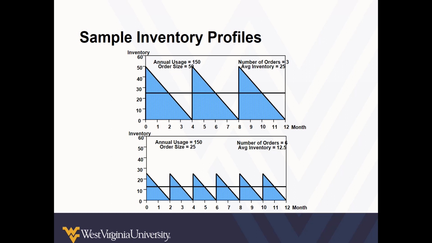Thus, the first ordering strategy results in fewer purchase orders and lower ordering costs, but higher inventory levels and higher carrying costs. Conversely, the second ordering strategy results in more purchase orders and higher ordering costs, but lower levels of inventory and lower carrying costs.